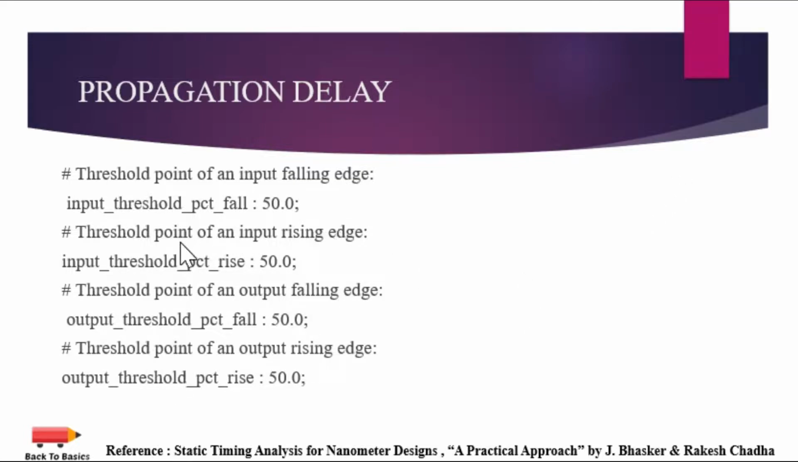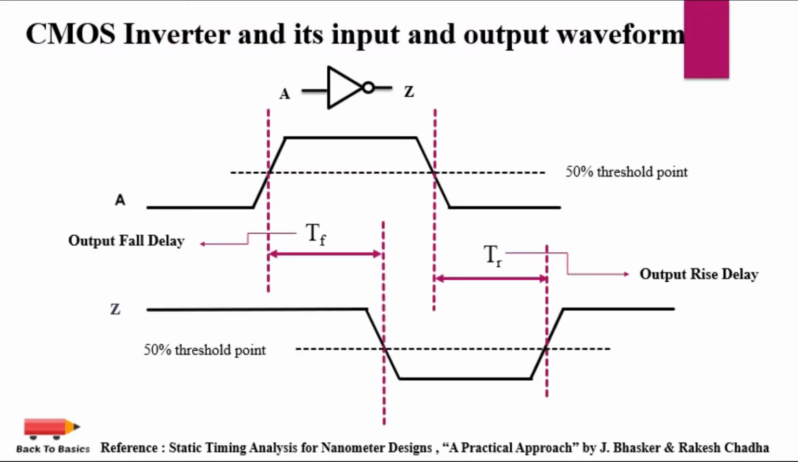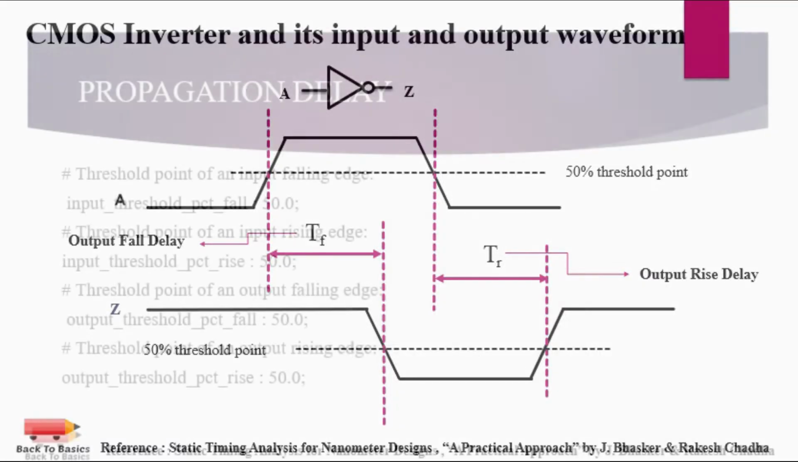What it means is that the propagation delay is calculated as the difference between the times when the transitioning input reaches 50% of its final value to the time when the output reaches 50% of its final value. And since here the output is falling, that's why it is called output fall delay. And here, since the output is rising, that's why it is called output rise delay.